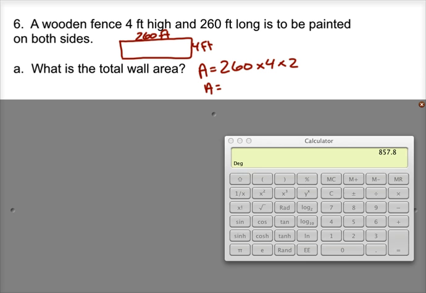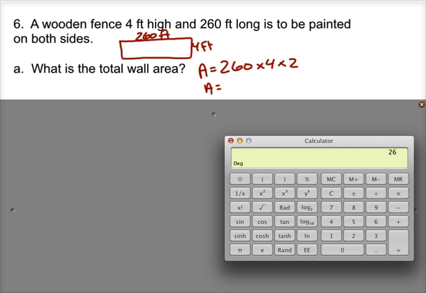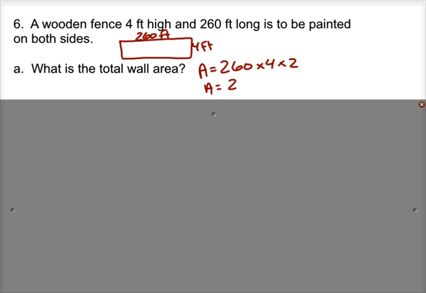So let's see what we get if we take 260 times 4 times 2. And I get 2,080. And the units on that area would be feet squared.